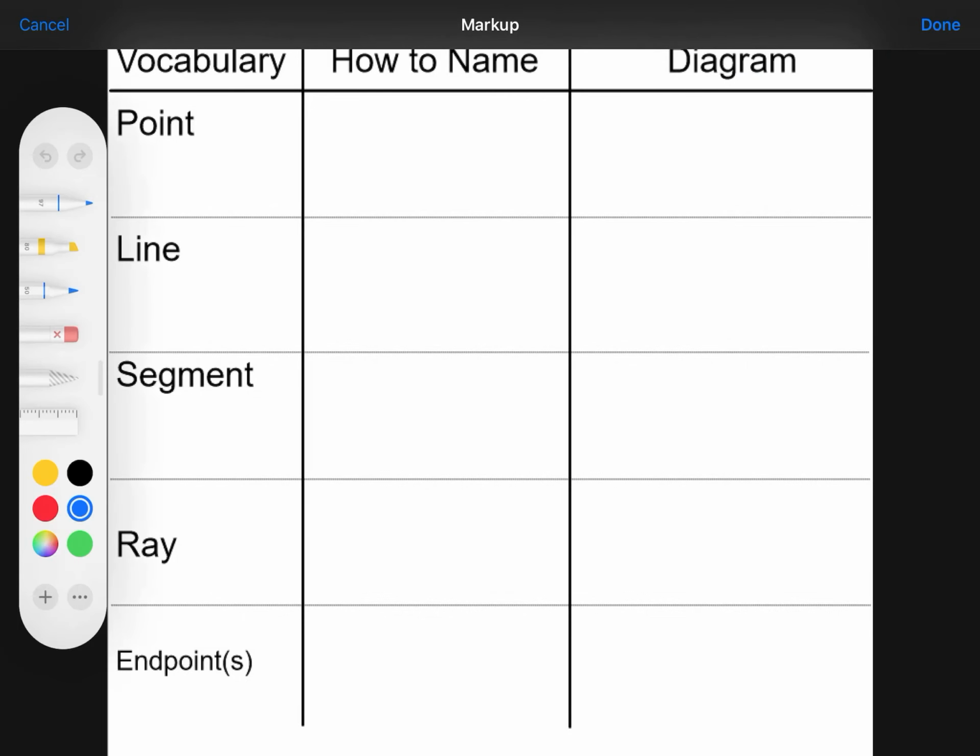Hi everybody. Today's lesson is going to be on geometry, and actually learning about the fundamental building blocks of geometry that everything we're going to be doing all year is based upon. Because almost everything in geometry is based on one of these 5 words on the left side. Point, line, segment, ray, and endpoints. And so we're going to talk about what each one of these objects are, what they look like, how to name them, and other information you need to know about these basic building blocks.